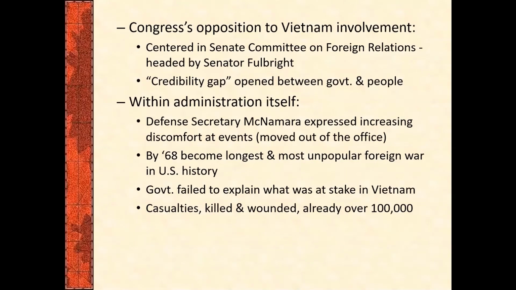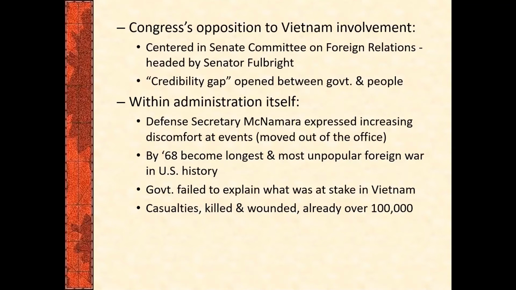So you've even got opposition within Congress. We've got around the world, we've got the American public, and then Congress opposes Vietnam as well. You've got Senator William Fulbright in the Committee on Foreign Relations, who is questioning what's going on in Vietnam. And so this starts to develop when you have people within the government themselves questioning what's taking place in Vietnam. You have a credibility gap starting to open up. And we're going to see this not only through the rest of Johnson's administration, but in Nixon's as well, where there's a gap between what the government is saying and what the people are believing.